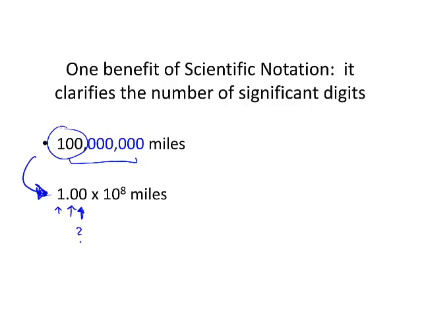It allows us to express how precisely we know this number. If we knew this number more precisely, we might express it like this: 1.0000 times 10 to the 8th miles. So the scientific notation allows us to alleviate some of the ambiguity that we encounter, especially as it concerns big numbers.